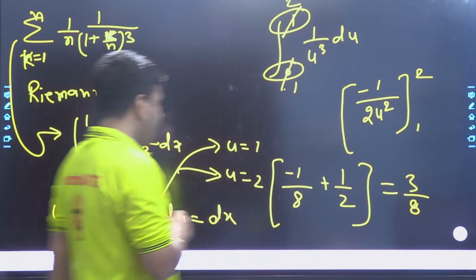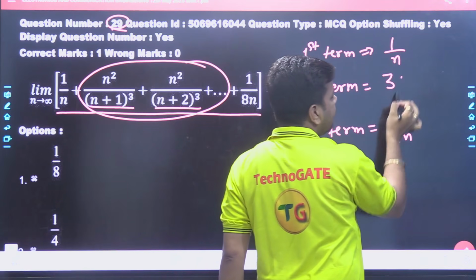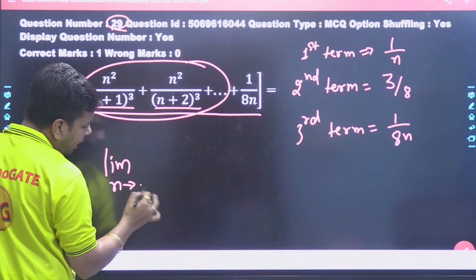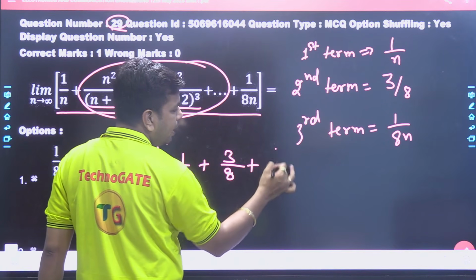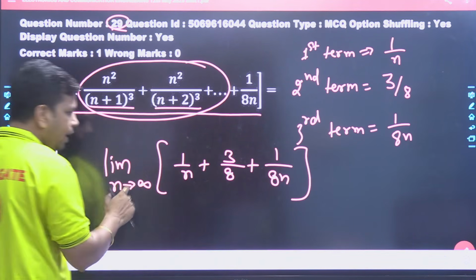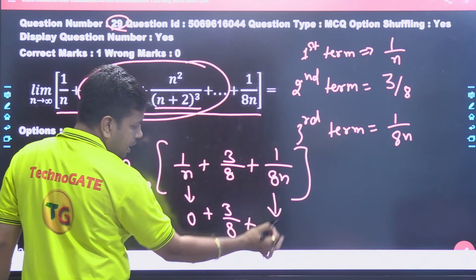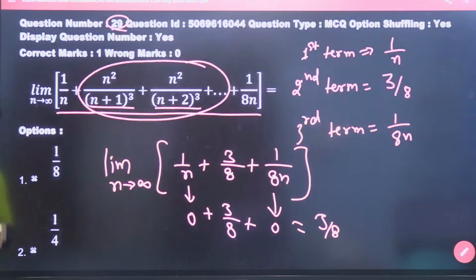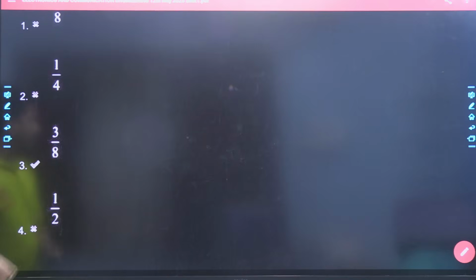Now come back to the question. The second term's solution is 3 by 8. Now I need to take the limit as n tends to infinity of 1 by n plus the second term's solution 3 by 8 plus 1 by 8n. Putting infinity in place of n, this term becomes 0 and this term becomes 0. The total addition becomes 3 by 8. So you can see the solution is 3 by 8. The third option gives you 3 by 8. Are you getting that point? So the third option's answer is 3 by 8.